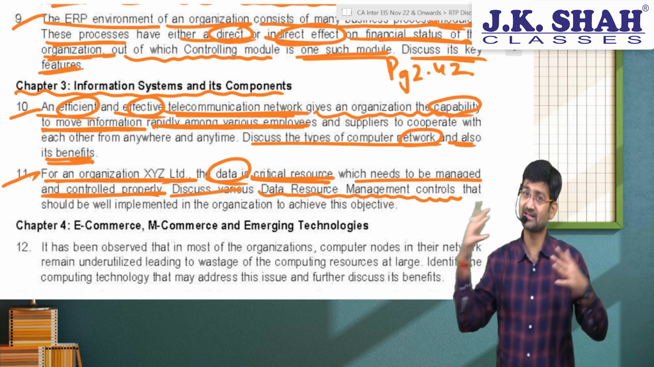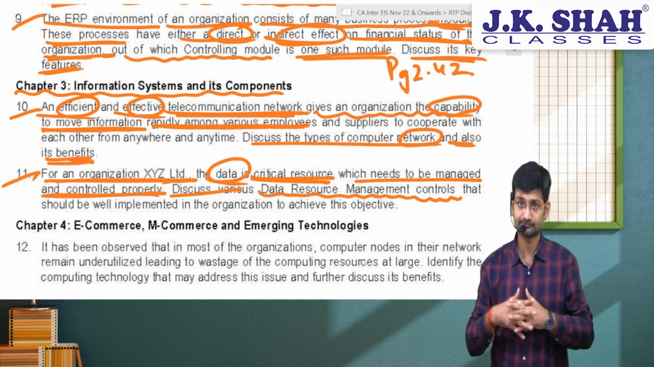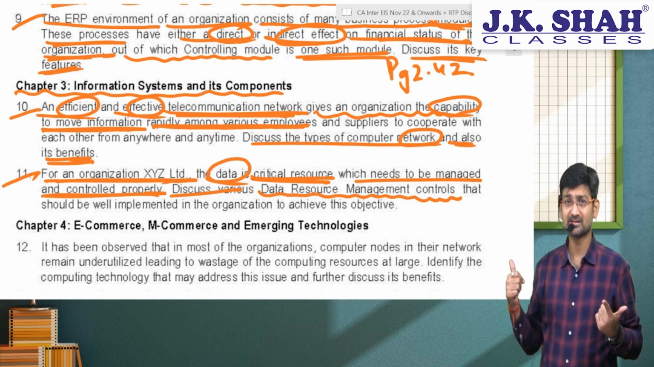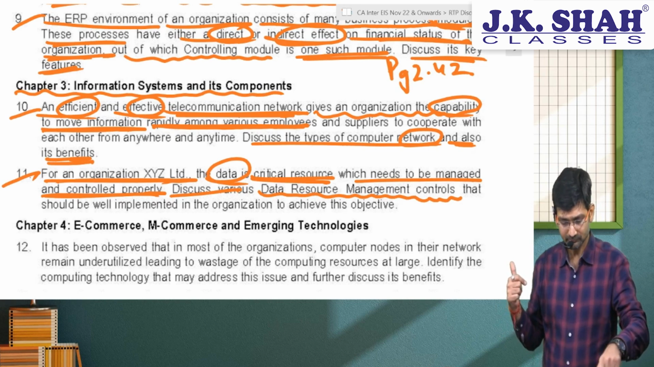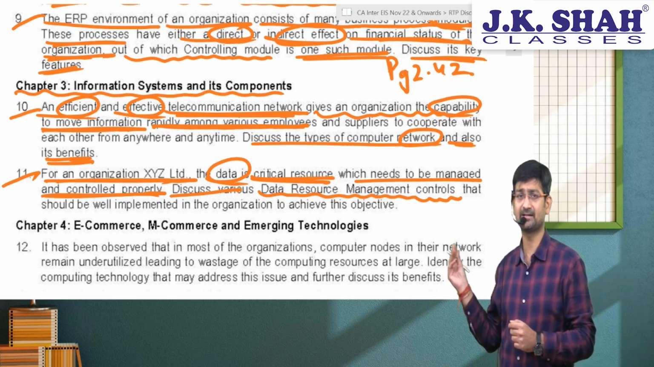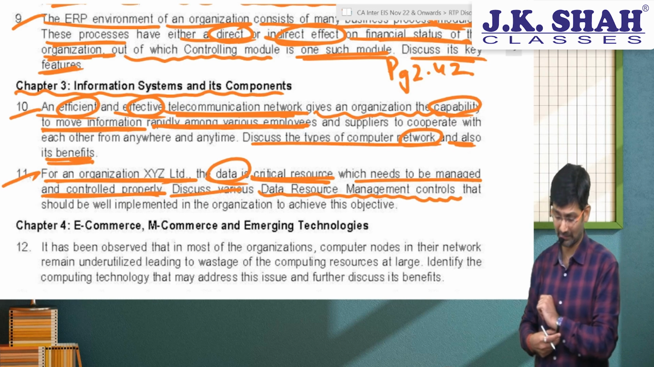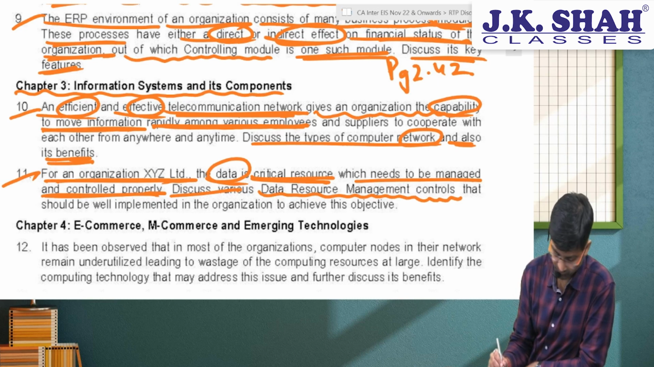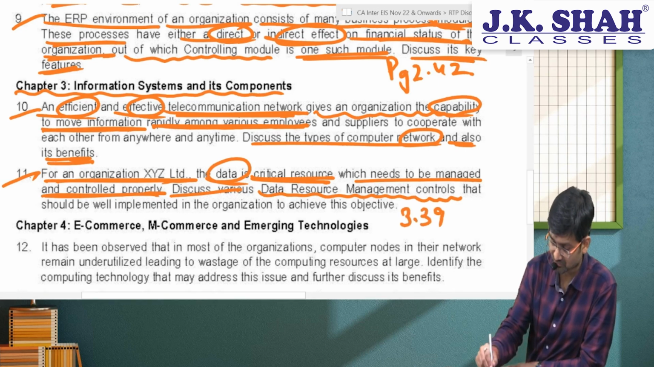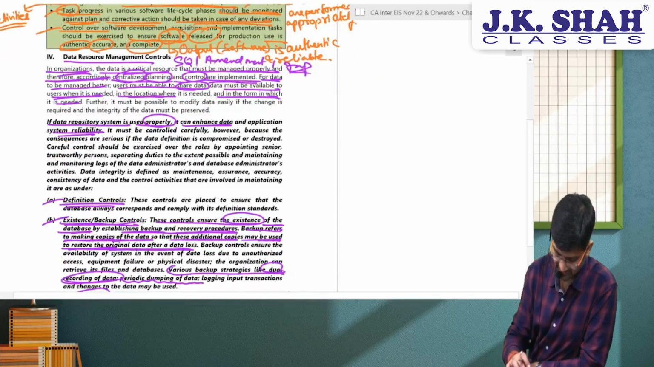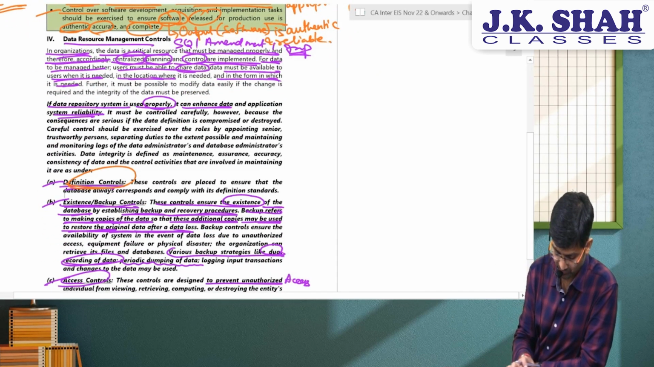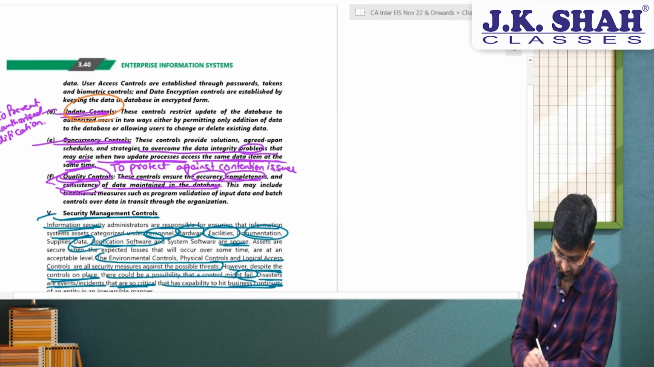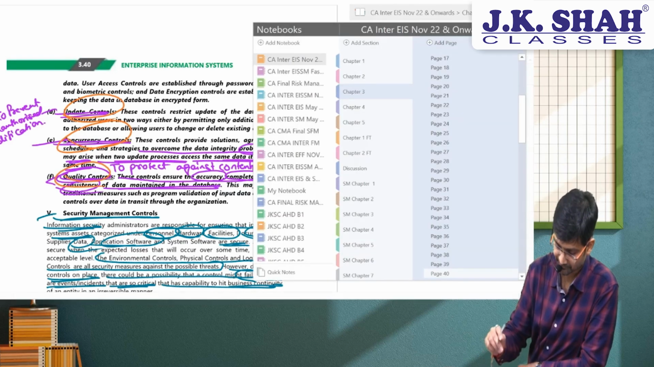There are 3 controls that are in any case common between these two topics: access controls, integrity controls, update controls, and concurrency controls. And then you have the data definitions, and lastly you have the cryptographic controls. So we will discuss the data resource management controls. This is given to us in 3.39 and not 3.55. Data resource management controls has the definition controls, backup controls, access controls, update controls, concurrency controls, and the quality controls.